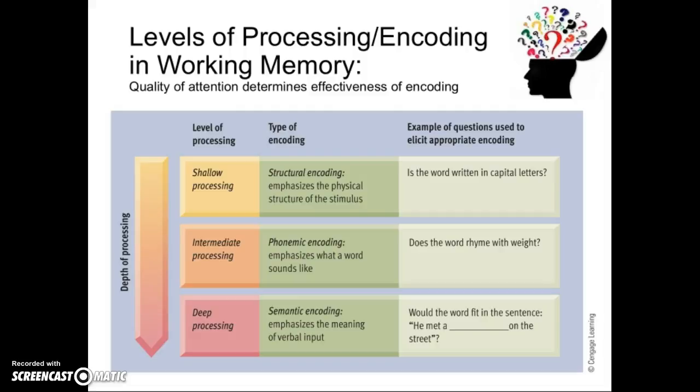So let's say you have a new term you have to learn in your psychology class. So you can process that term at a very shallow level, which is just the structure of what you see. So that could be things like, how is the word spelled? You could process it at a slightly deeper level called phonetic encoding that emphasizes what a word sounds like. So it could be something like, how do I pronounce that word? Or what other kinds of words does this rhyme with?